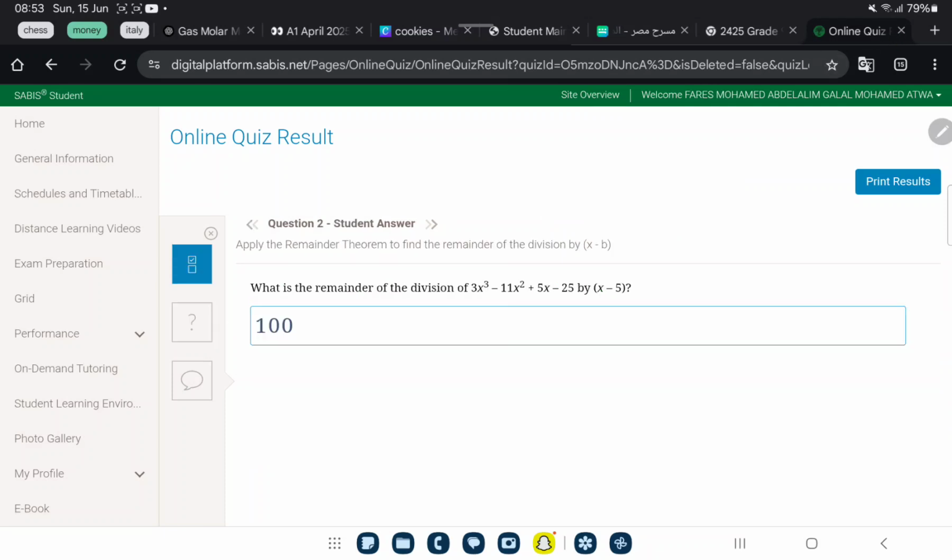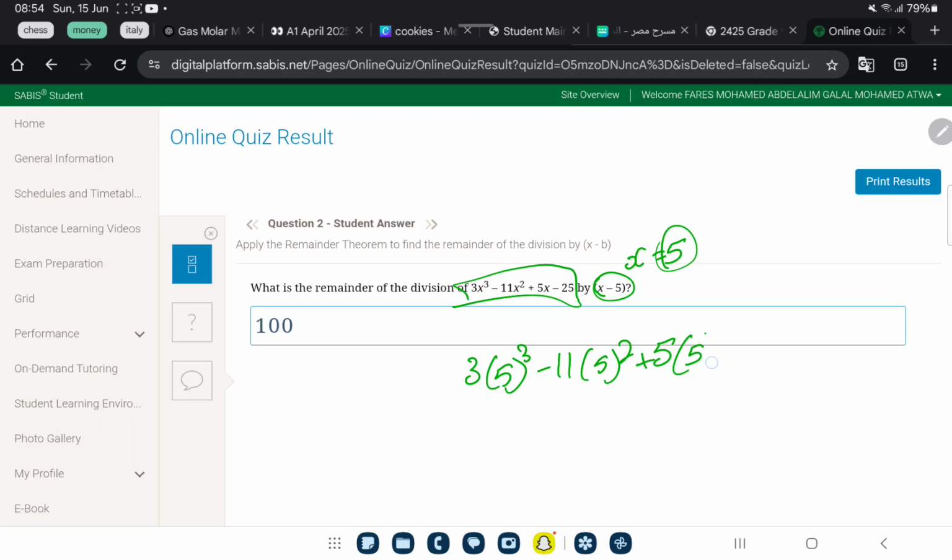What is the remainder of the division of 3x cubed minus 11x squared plus 5x minus 25 by x minus 5? So here it's x equals 5. So you replace the x in the equation with 5. You put it on your calculator, so 5 cubed minus 11 times 5 squared plus 5 times 5 minus 25. You put it on your calculator, you get 100.